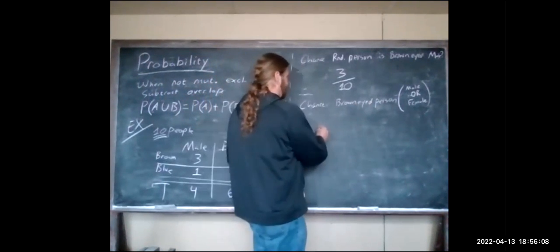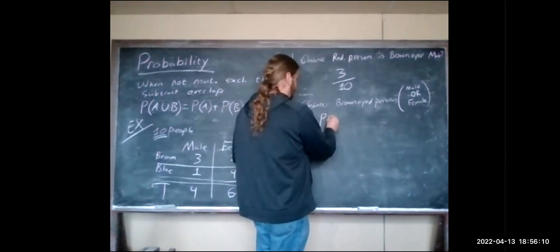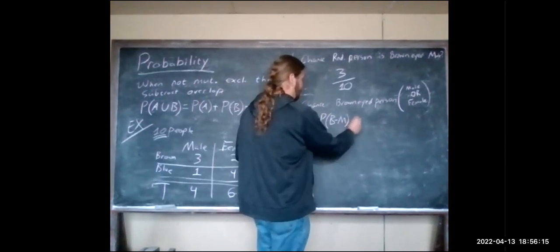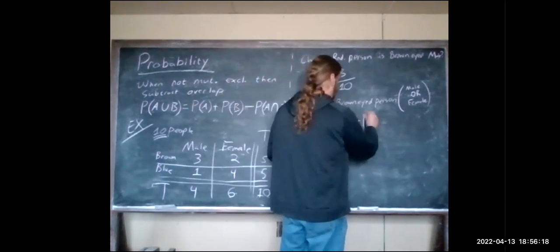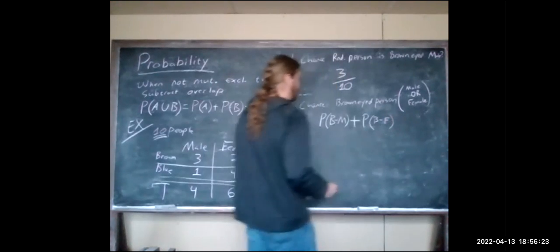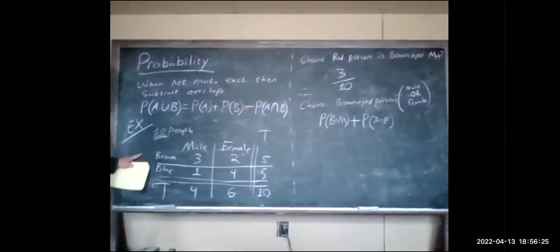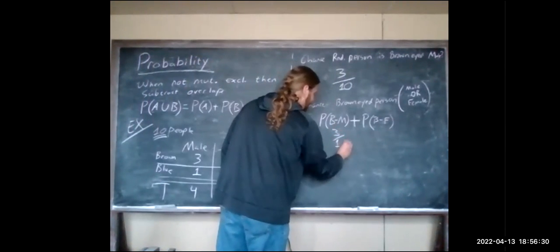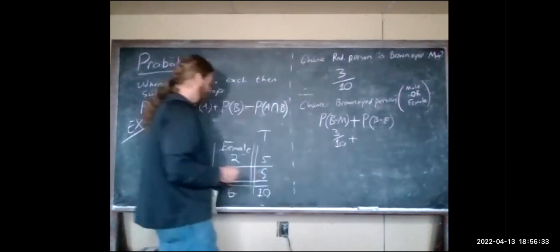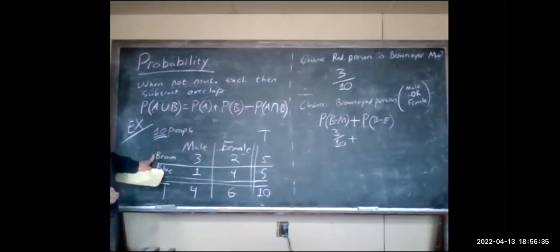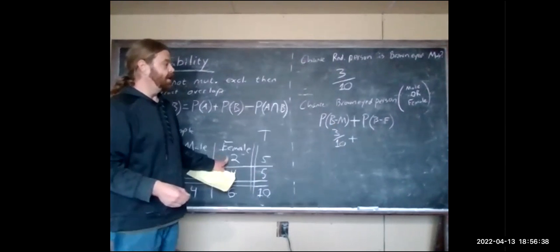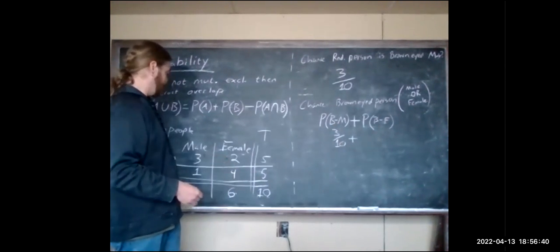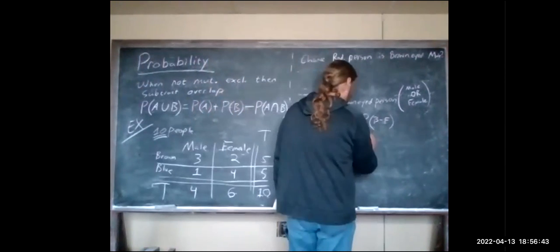So that means we'll add them up. The probability of a brown-eyed male or the probability of a brown-eyed female. And those we can pull right off here. Well, we already have the first one. That's a 3 out of a 10 chance. Or brown eyes on a woman is a 2 out of a 10 chance.